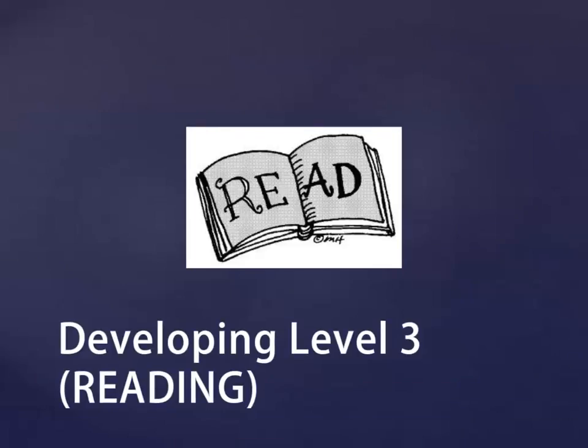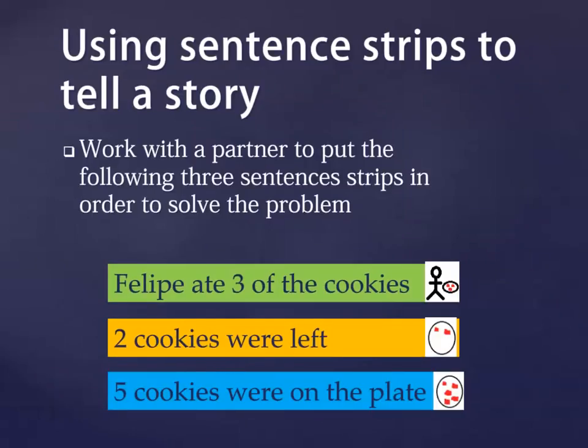Next, let's look at what you could expect from a student whose language development in reading is a level 3, or developing. You would direct your students, working with a partner, to put these sentence strips in order so that they tell a story. If the strips are different colors, students will find them engaging, and you can assess their understanding quickly, even in a large group.